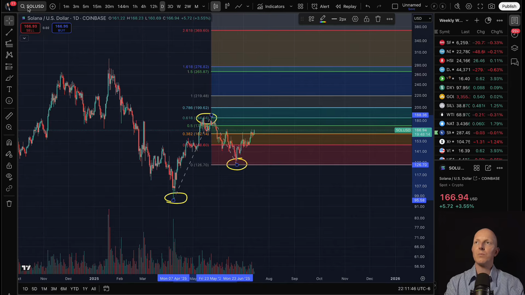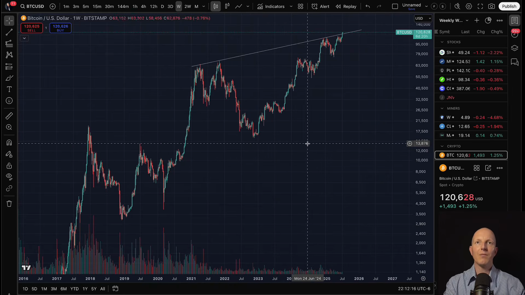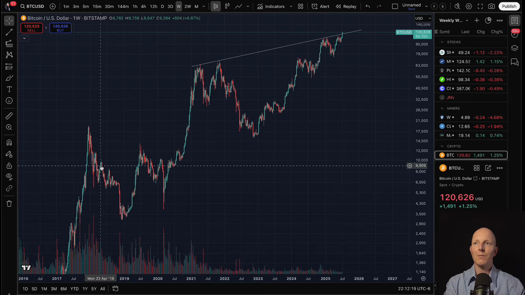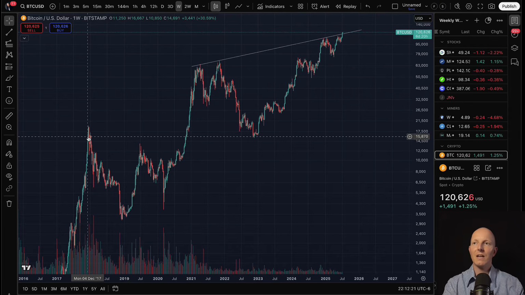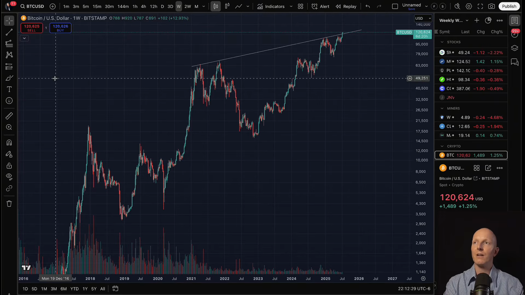And to sharpen this up with another example, let's bring up Bitcoin. Here we have Bitcoin on the weekly time frame. So this is going all the way back to 2017. And I just want to illustrate how this can be used on really large time frames as well as smaller time frames that we were just looking at on the daily.